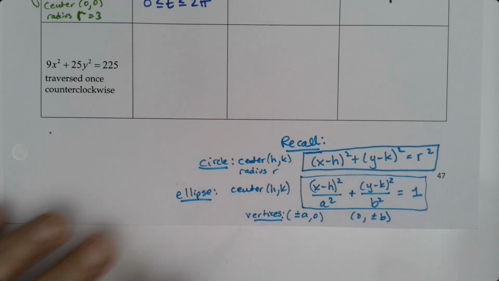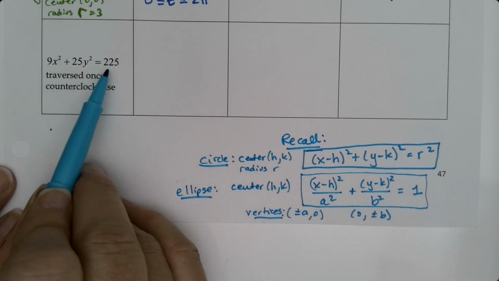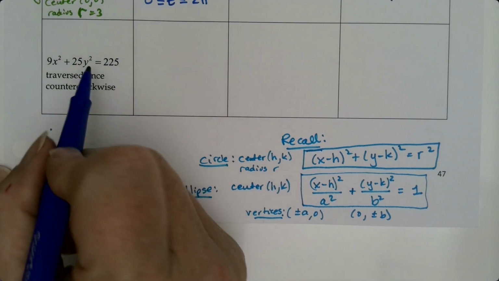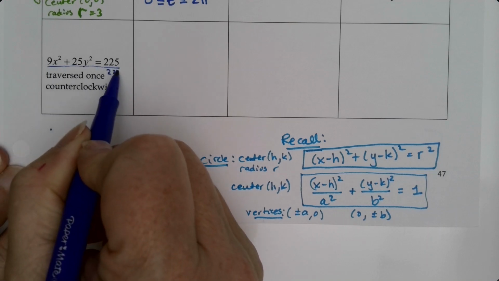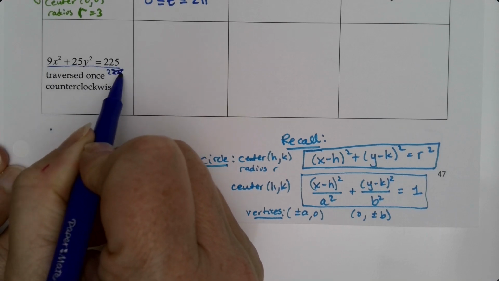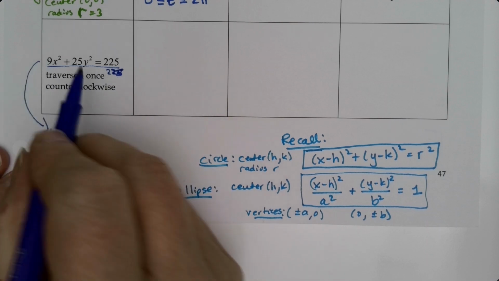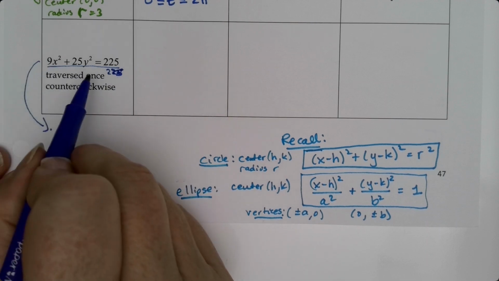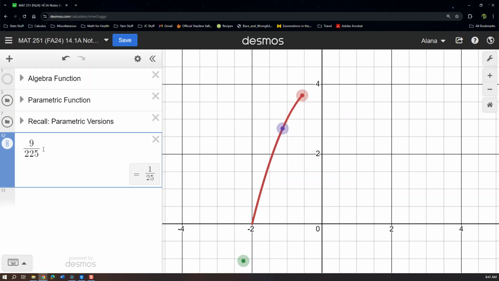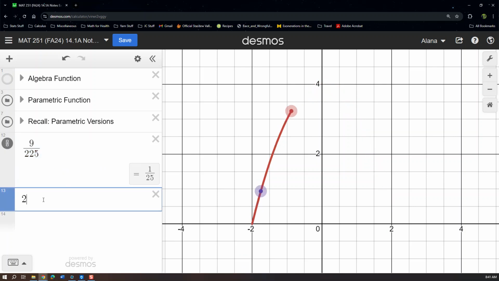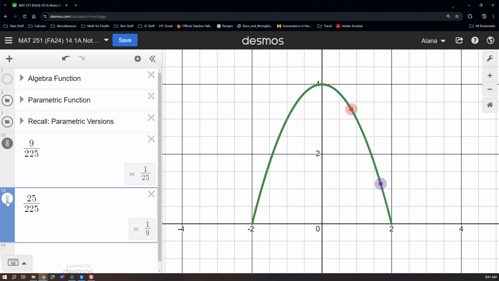Okay, so how does that help me? Well, if I look, I can see it's all equal to 225. So what I'm going to do is divide everything by 225. I'm just going to do it down here because I don't have room. All right, so 9 over 225. Here, I found it in Desmos for you. So 9 over 225 is 1 over 25. And while I'm here, 25 divided by 225 is 1/9. Okay, so let me go back and write those.